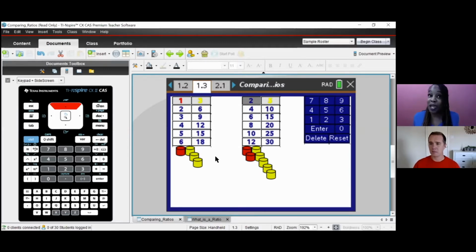cans of yellow paint. So really, there's less yellow paint on the right-hand side than there is on the left-hand side. That's right. To 1 can of red paint. That's another way of looking at it with unit rate.